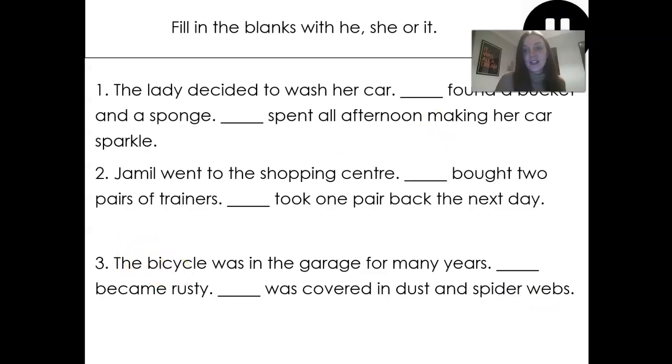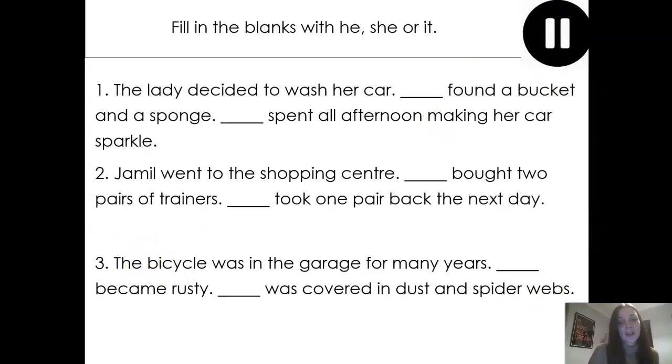Okay, so let's have a look at task number 1. We're being asked to write out the sentences just as they appear on screen. But in each of the gaps we need to add a pronoun. A pronoun replaces the name of a person or thing. So we need to decide whether the correct pronoun is he, she or it. Let's do the first one together. I'll start with sentence 1.